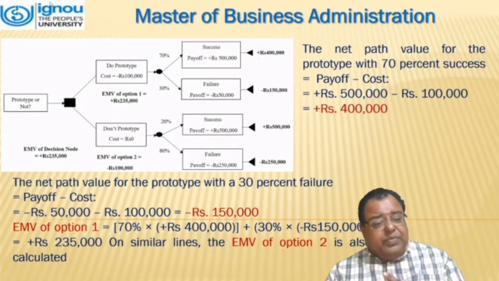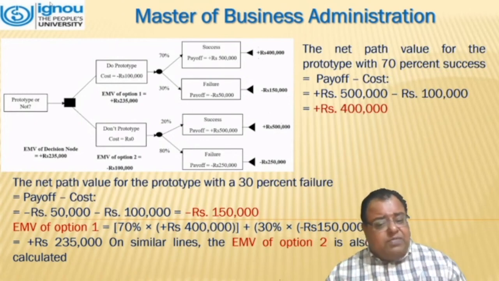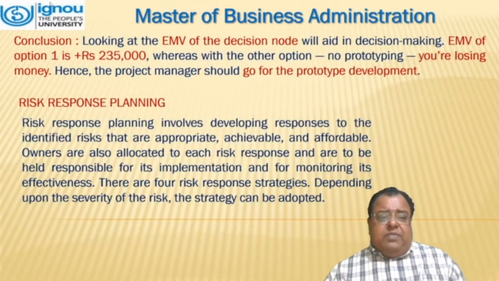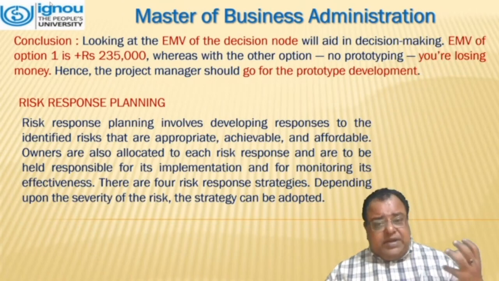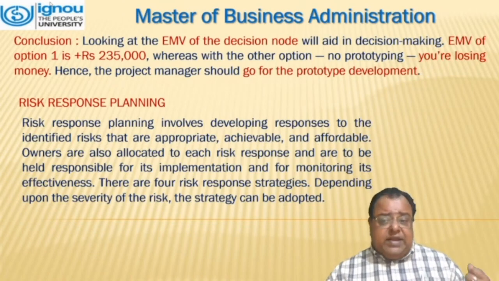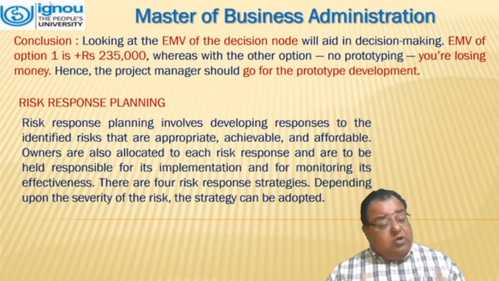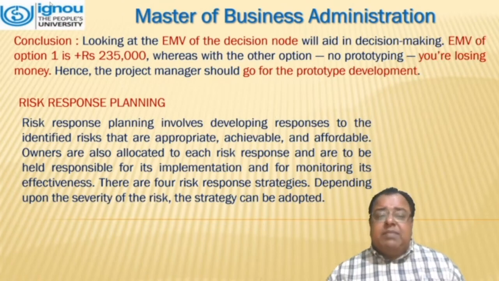We can see that the EMV of our option 1 comes out to be 2,35,000, and similarly for option 2, it is calculated. So what conclusion do we draw? Looking at the EMV of the decision node to aid in decision making, the EMV of option 1 is plus 2,35,000, whereas with the other option, no prototyping, you are losing money. Hence, the project manager should go for the prototype development.